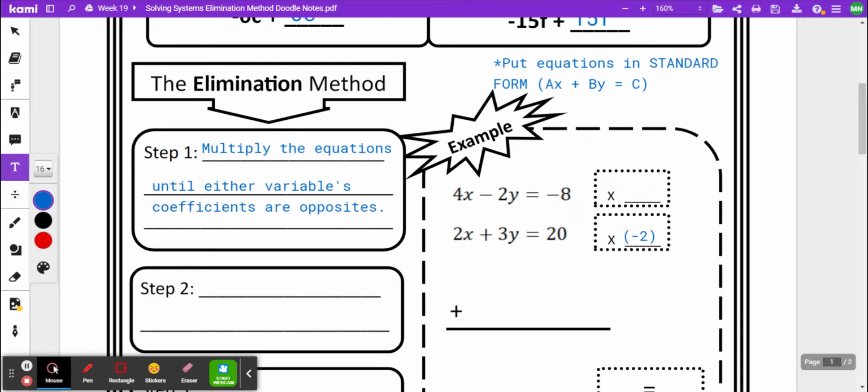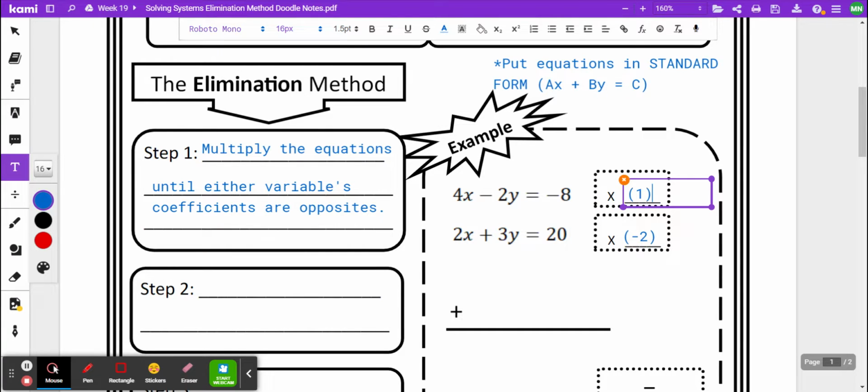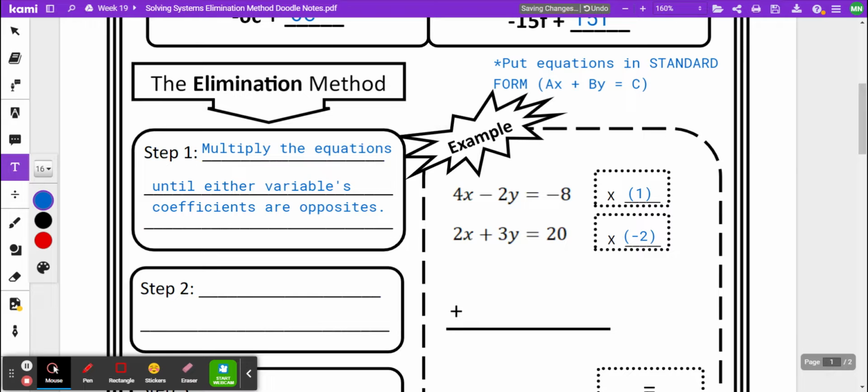So technically, we'd be multiplying this one by 1. You don't actually have to write that, but if you want to see that, essentially you could end up multiplying both equations to make those opposites. Technically, we're multiplying by 1 because we're not making any changes.